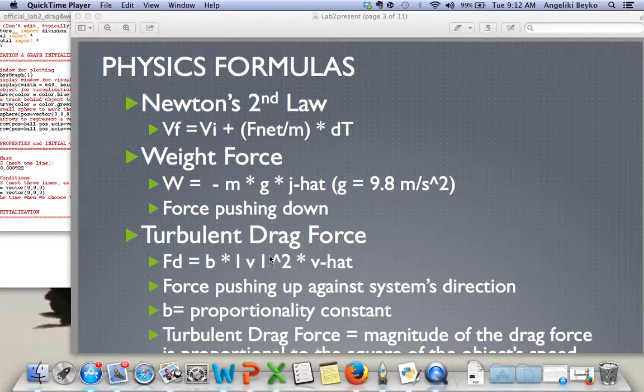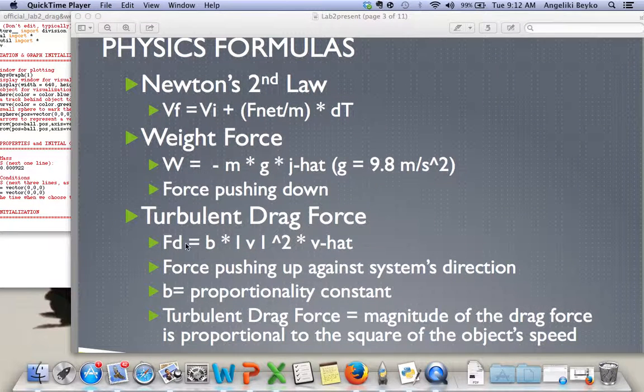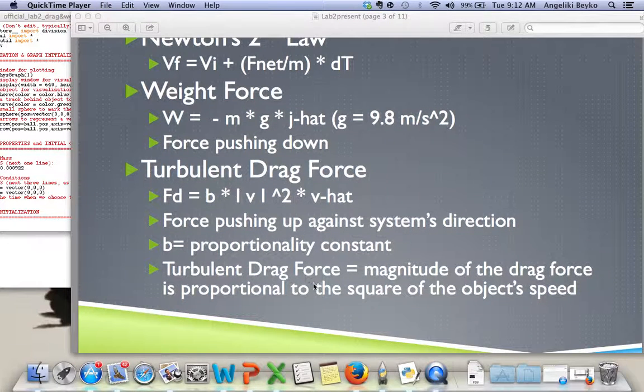So the weight force is the force pushing down with the object. And then there's turbulent drag force. So drag force is equal to B, the proportionality constant, times the magnitude of the velocity squared, times v hat, which is the direction again. So the turbulent drag force is the force pushing up against the system's direction, and this is the air resistance. The magnitude of the drag force is proportional to the square of the object's speed.